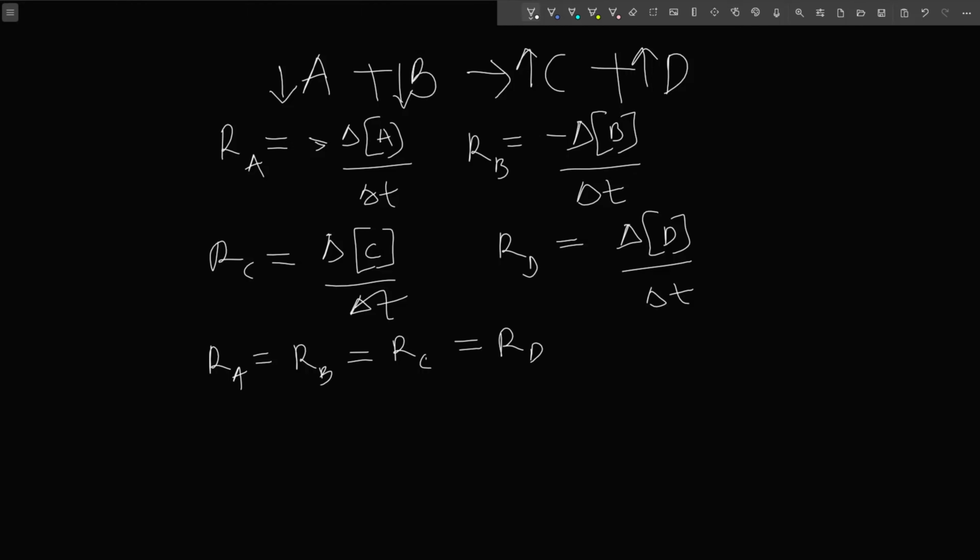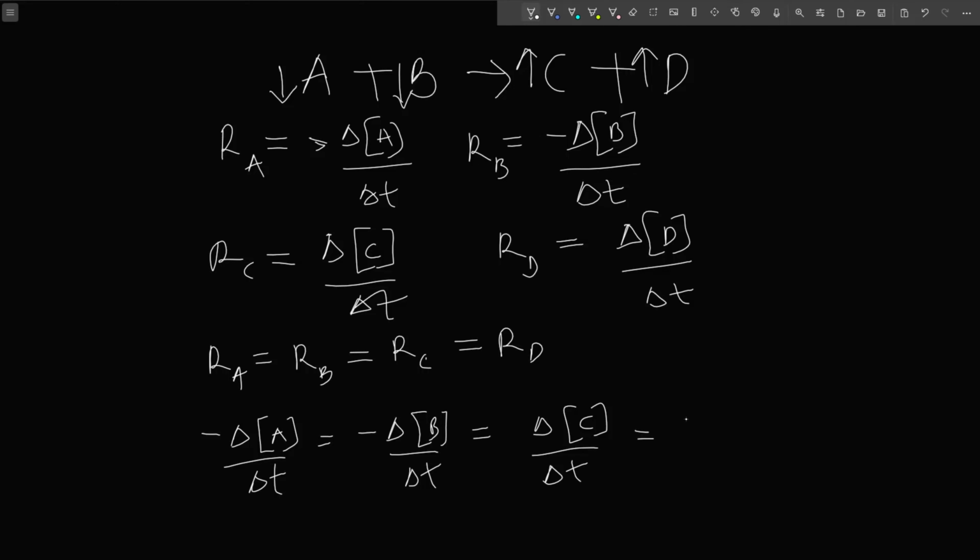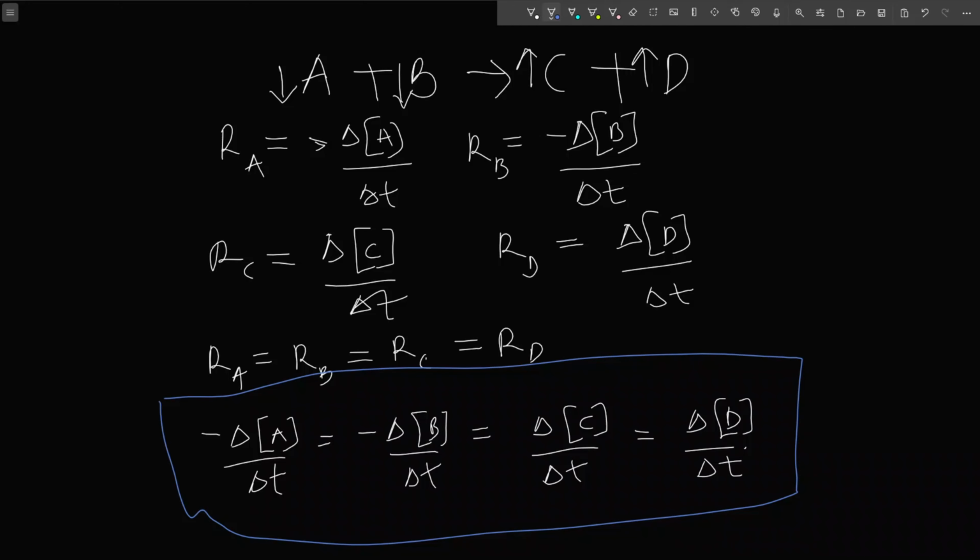So what will now be the final rate expression? That will be minus change in concentration of A over change in T equals to minus change in concentration of B over change in T equals to change in concentration of C over change in T also equals to change in concentration of D over change in T. So this here is the rate expression for this reaction. In the next video, we'll be solving problems on rate expression.